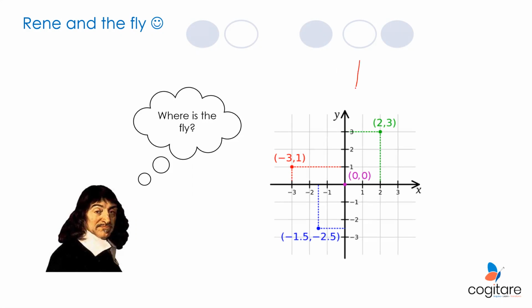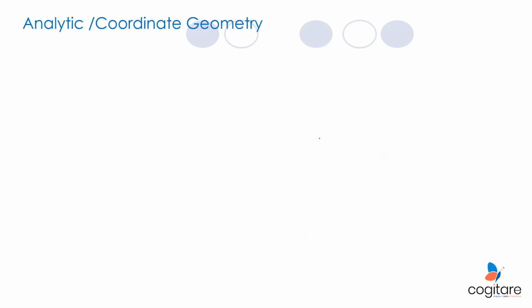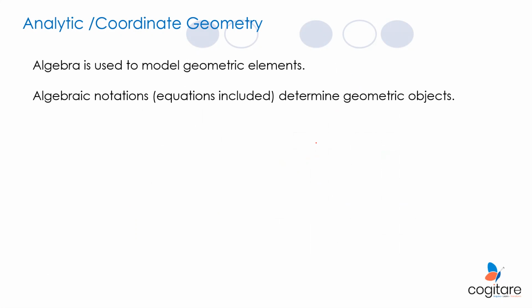We don't know. Nonetheless, this is the Cartesian plane named after him, and it has 4 quadrants, and we mark points like this. We've covered all of this in the previous class. And coordinate geometry is also called analytic geometry. The main thing here is that algebra is used to model geometric elements and algebraic notations, right? It could be inequalities to depict a region, equations to depict various shapes. It could be a line, it could be a circle, right?